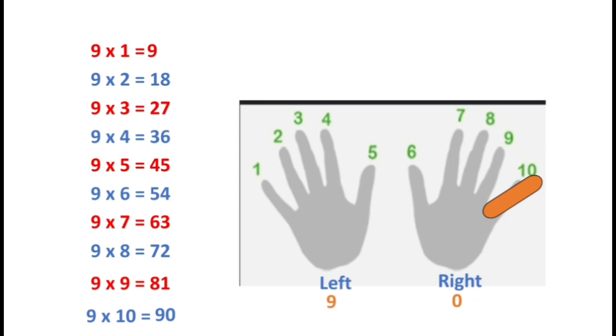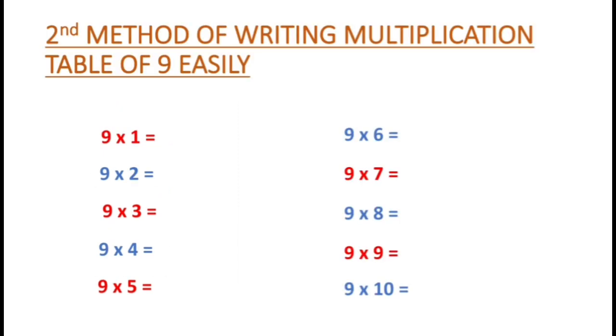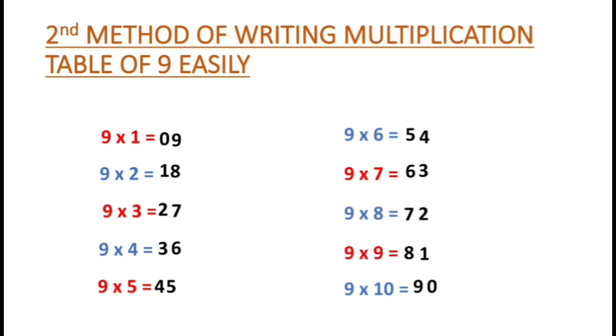So let us see the second method of writing the 9 table. In this method, I am just going to use the numbers. Like how we did 8, same way we are going to do 9 also. Here we will start from 0, 1, 2, 3, 4, 5, 6, 7, 8, 9. Then what we will do? Again we will write the numbers 0 to 9 in reverse. So from 9, I'll start from 0, 1, 2, 3, 4, 5, 6, 7, 8, 9. Again we got the 9 table.